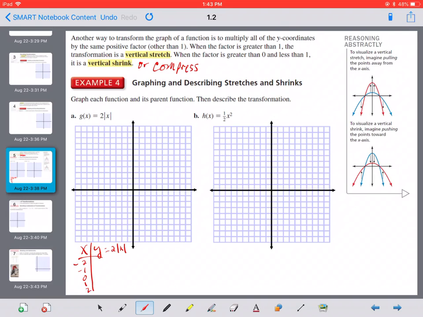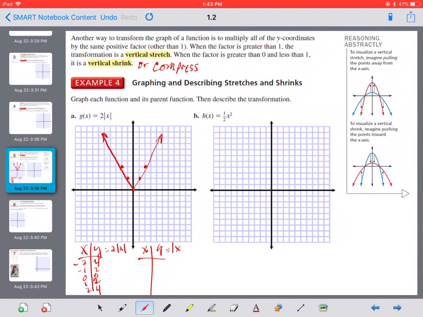Now if I plug in -2, the absolute value is 2, times 2 makes it 4. Absolute value of -1 is 1, times 2 is 2, 0 is 0, 1 is 1 times 2 is 2, and then 2, the absolute value is 2, times 2 makes 4. So I can graph those points, (-2, 4), (-1, 2), (0, 0), and it's going to be the same on both sides. This way. Those lines are pretty close.